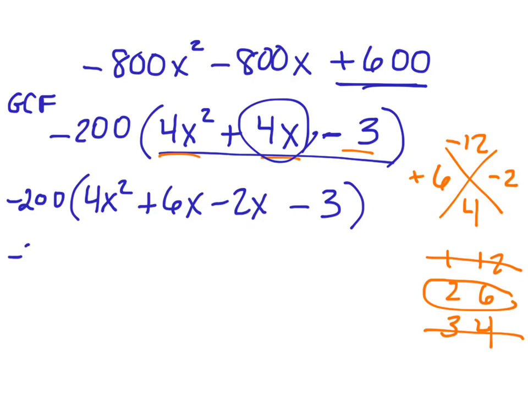Okay, so now I'll group, and let me just put a giant bracket around this so I can make it clear that negative 200 is multiplied times everything inside. Okay, so I have two groups. 4x squared plus 6x, negative 2x minus 3, and I'll put a plus sign in the middle because I don't want to multiply those, I'm just grouping. Okay, next I'll factor out the greatest common factor.